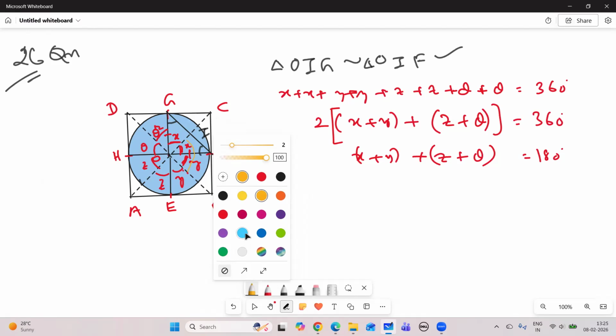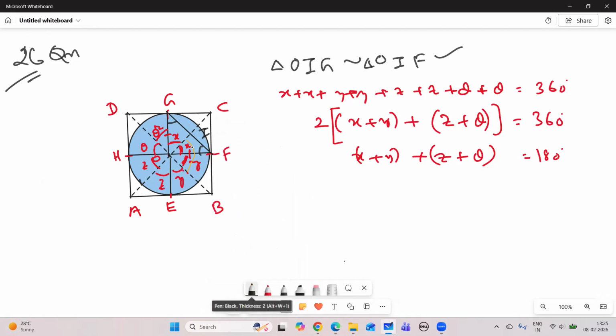This angle is x plus y. It is the angle between CO and OB. That angle is x plus y, so this is angle COB. Plus, what is z plus theta? This is z, this is theta. That is the angle between DO and OA, that is angle DOA. This is 180 degrees.